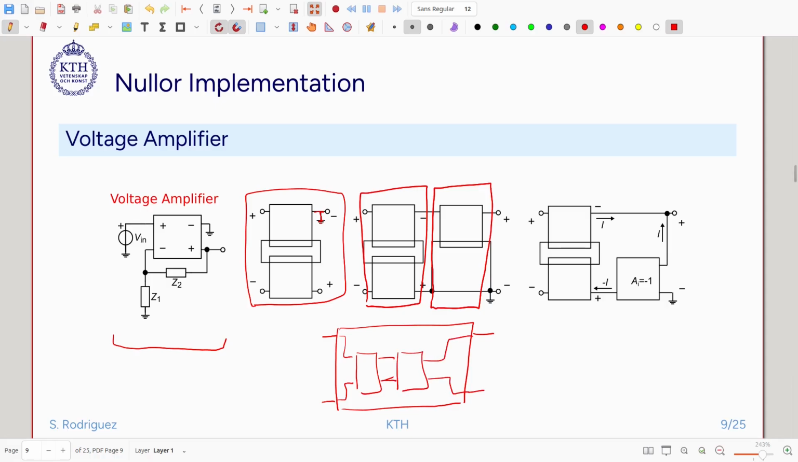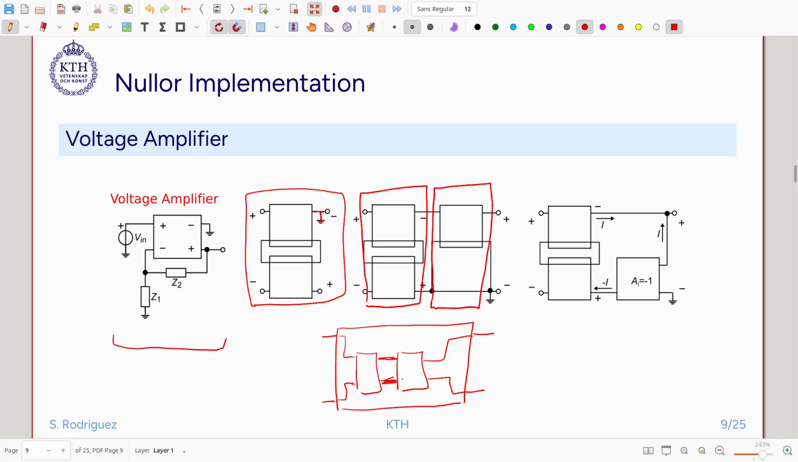I have to connect the output port of one network to the input port of the next one, and so on. That is necessary, otherwise my models are not valid. So that is a very important detail. The output port of one stage has to be connected to the input port of the next one.